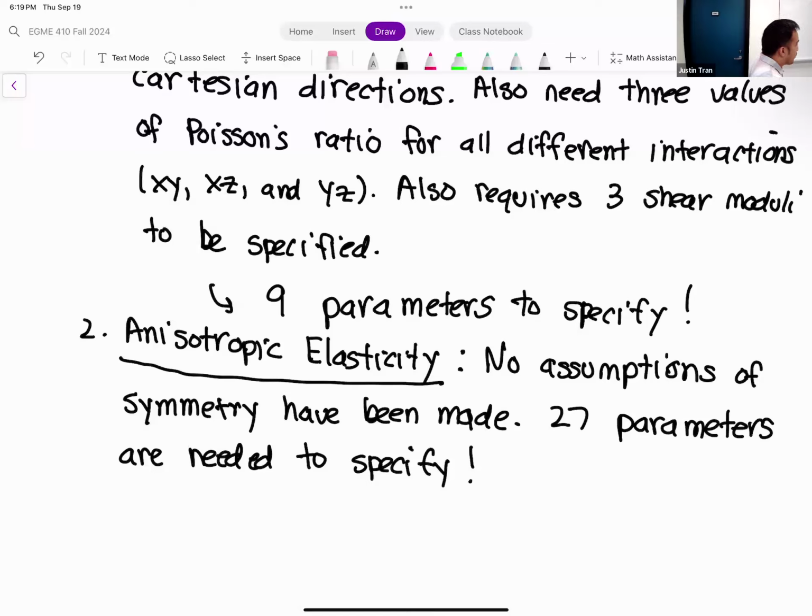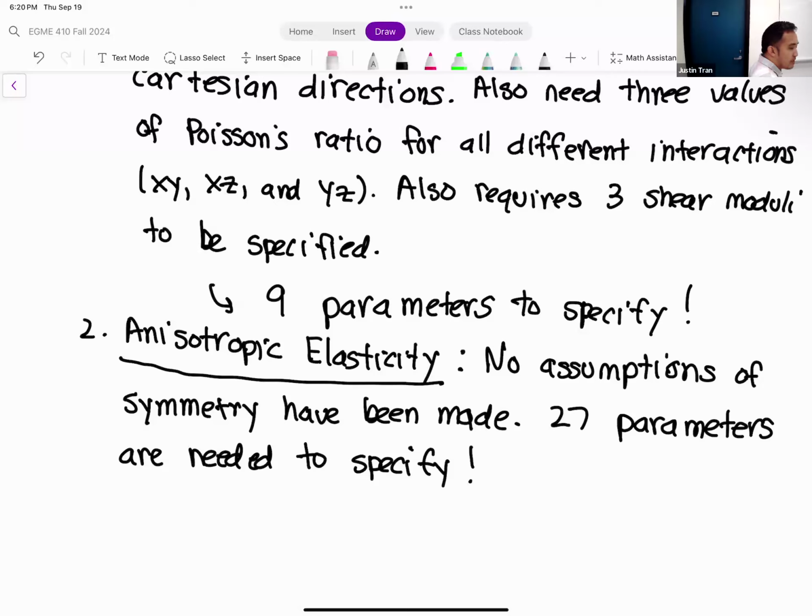If you think back to your strength of materials class, the stiffness, or the Young's modulus, really there's a four-dimensional tensor that's used to describe the stiffness of a material. Through a lot of assumptions of symmetry and things like that, we usually get that down to one parameter, which is just the Young's modulus. But if you stick with the four-dimensional tensor, you still end up with 27 different parameters, which obviously is not practical for most cases.